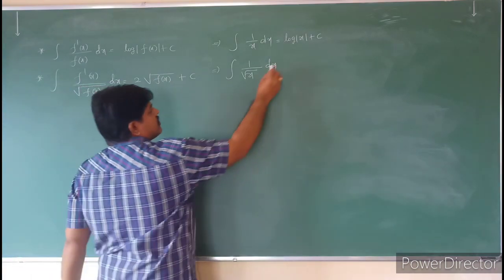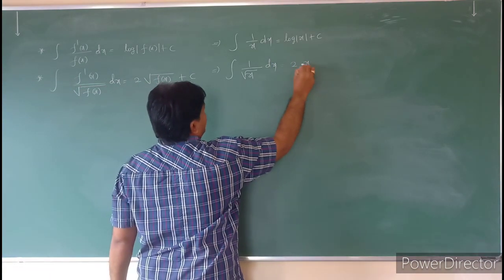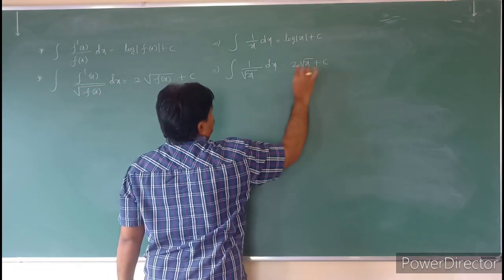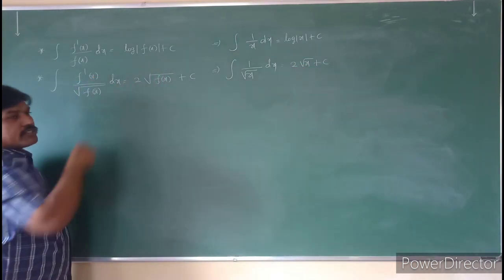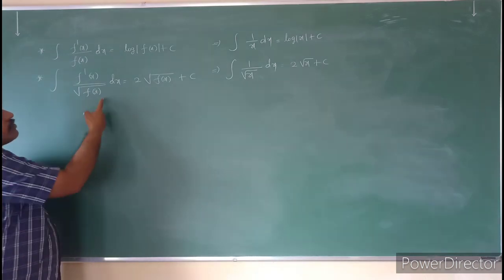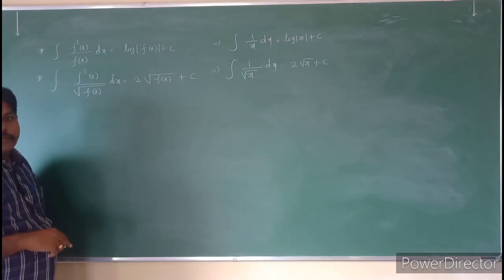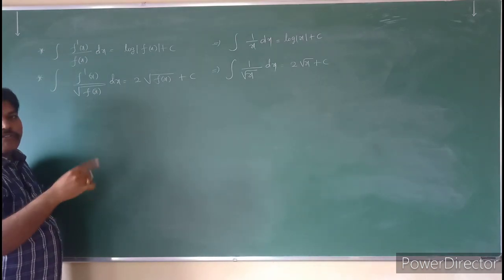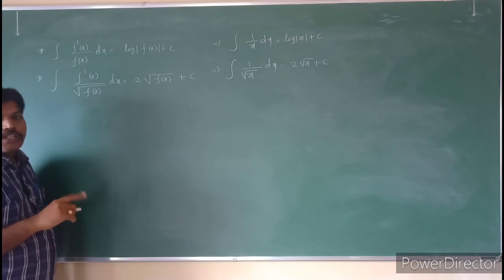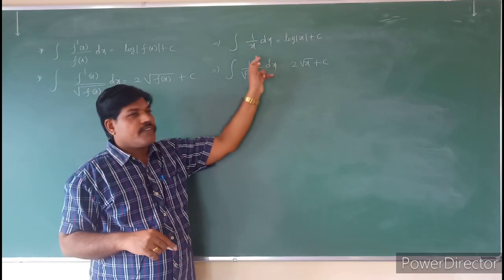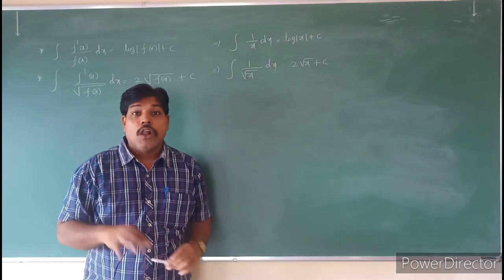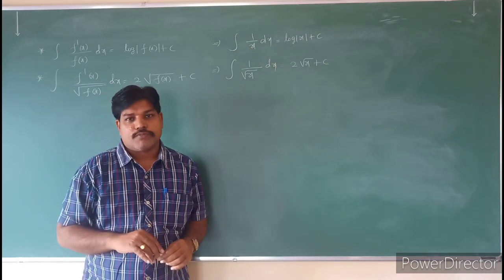So what is the answer? It is nothing but 2 root x plus c. That means it is 2 root f of x plus c. So this formula's extension is that one. Are you understanding that? So you can understand this formula from this one. Integral of f dash of x by root f of x into dx is equal to 2 root f of x plus c. Integral of f dash of x by f of x into dx will become log mod f of x plus c.